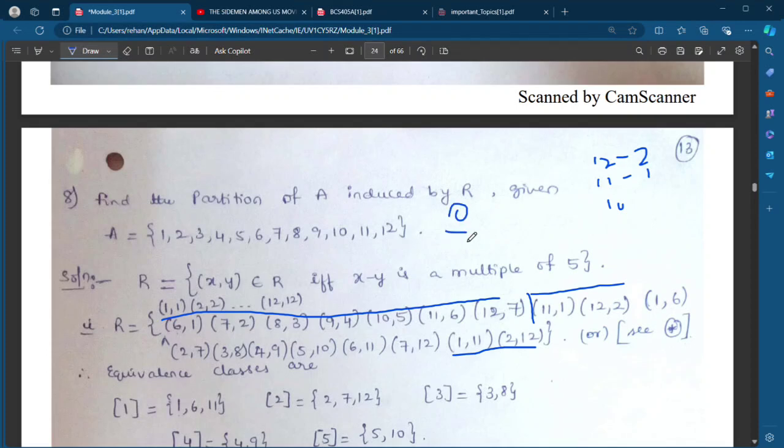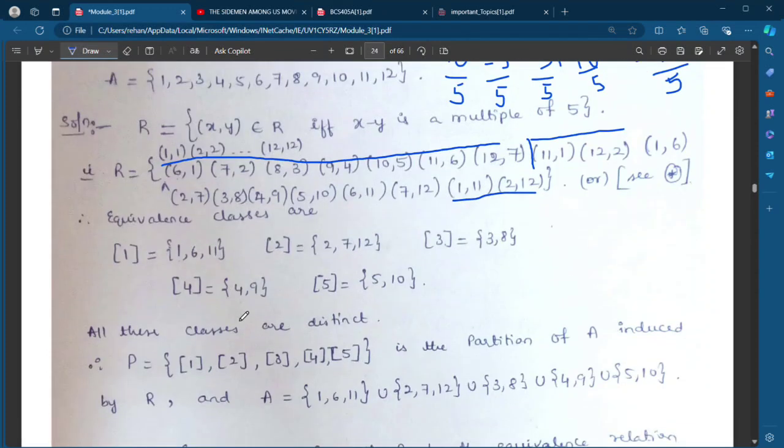So 0 is divisible by 5, minus 5 is divisible by 5, 5 is divisible by 5, 10 is divisible by 5. So among these numbers I have to select a pair such that x minus y will give me either 0 or minus 5 or 5 or 10. Basically you have to just find this and this. You can also find for minus 10 also. If you just find for only 10 and write the inverse of this number, you can continue.